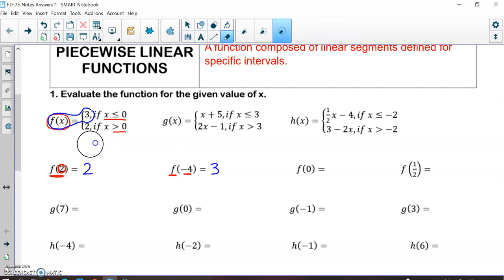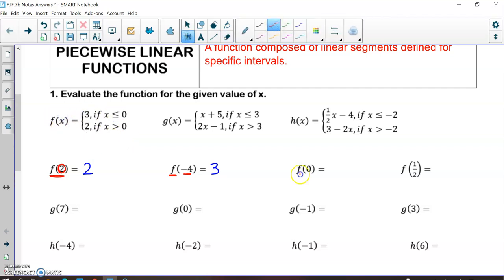So next one, I have f of 0. That means I'm going to use the f of x function again because I see that letter f there, and my x value is 0. So look at your inequalities first. Is 0 less than or equal to 0, or is 0 greater than 0? Well, 0 is less than or equal to 0. So using the f of x function for the top equation, I have the equation y is equal to 3, which means that my y value is 3 when x is 0.